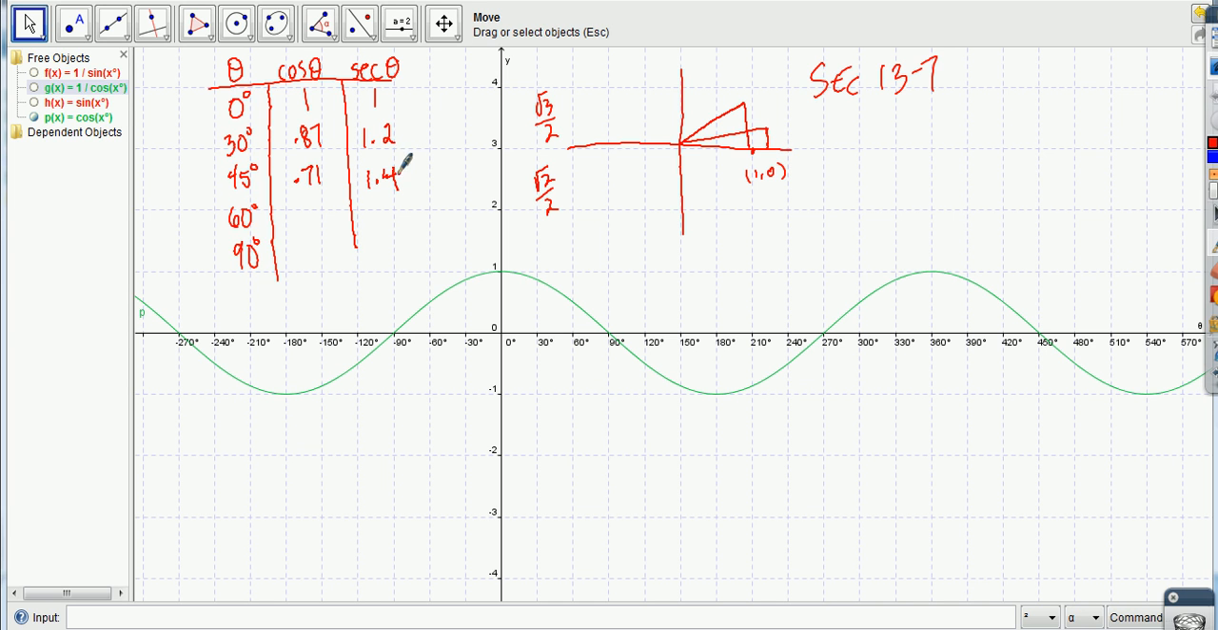All right, you with me so far? All I'm doing is finding what the cosine was. We've already done that. And I'm just finding the inverse of it, right? So that's 1.4. Just put it in the calculator. You could just take 0.71 and take the inverse of that as well.